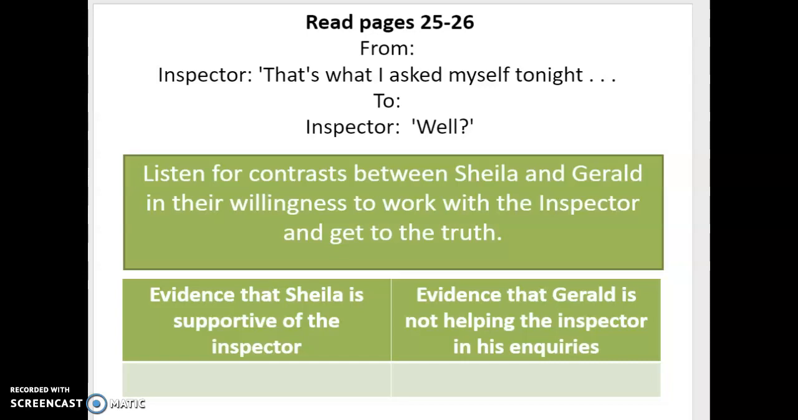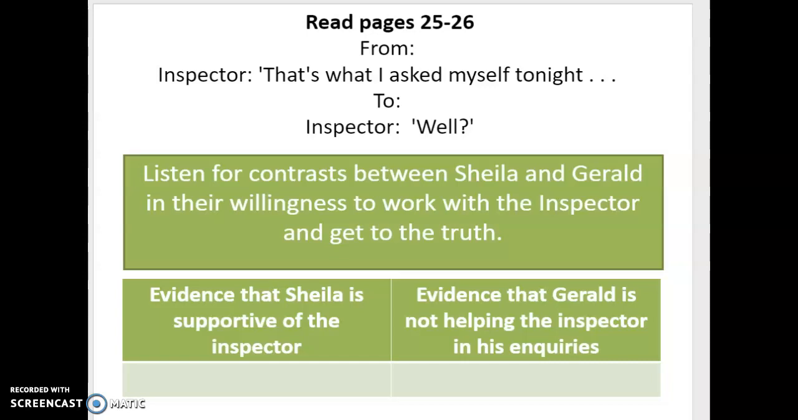But it's Sheila who says he knows. He already knows. She's basically encouraging him to share what he knows already. So we definitely have Sheila starting to help and starting to work with the inspector here, and Gerald very much avoiding it and trying to deceive everyone. So that's the kind of ideas you might have down and might have picked up on as well.